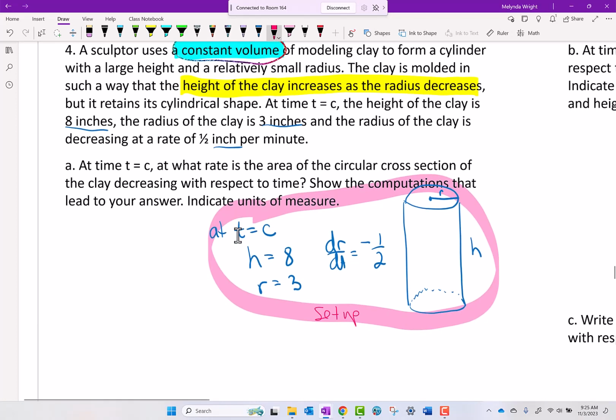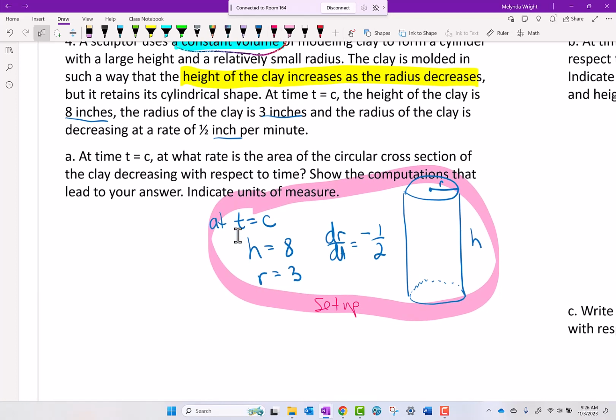Okay, and after setup, we need a formula. Right? So let's see what they want us to do in part A. Part A says, at what rate is the area of the circular cross-section... Let's think about that for a second. Circular cross-section, what does that mean? A cross-section is where you would just take a slice out, right? We just take a slice out and that's a circle.